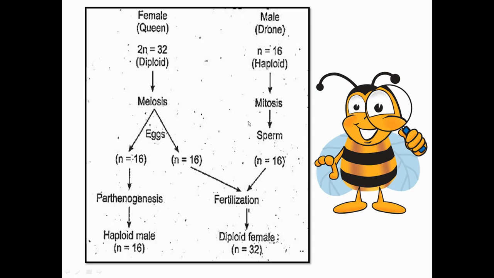They are referred to as drones. Okay, and if the eggs are fertilized with a sperm, then diploid females are going to be produced, in terms of queen and worker bees. These will be the diploid ones. Okay, so this is how the sex determination actually works in the honeybee.